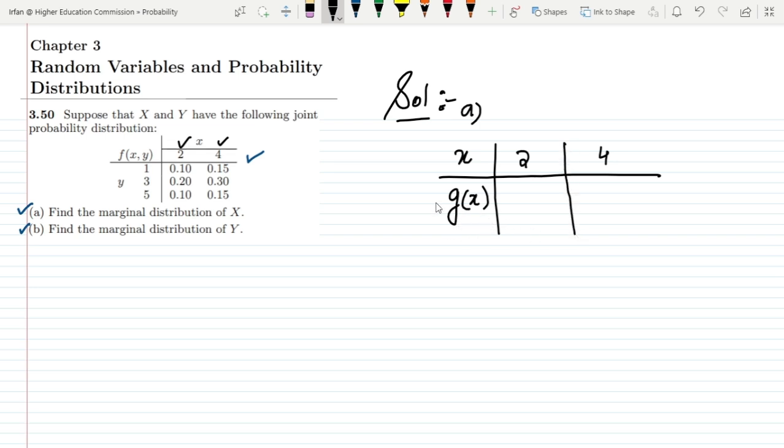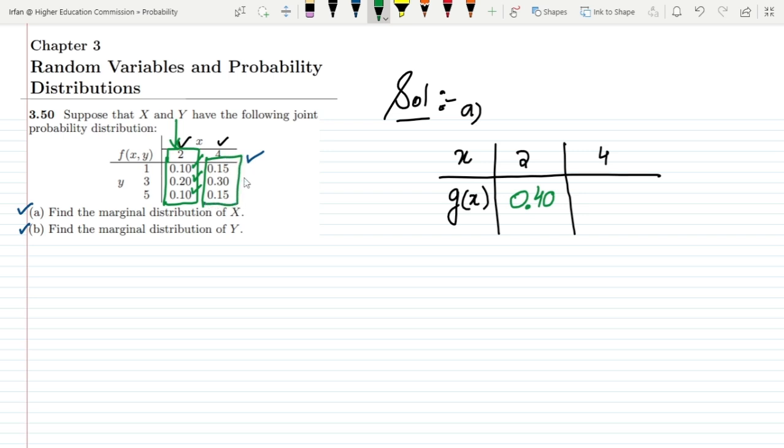To find the marginal distribution of x at 2, on the basis of this table, I have to add this value, this value, and this value, because this is at 2, and therefore I have to add all the values which are in this column. So 0.10 plus 0.20 plus 0.10, this is 0.40.